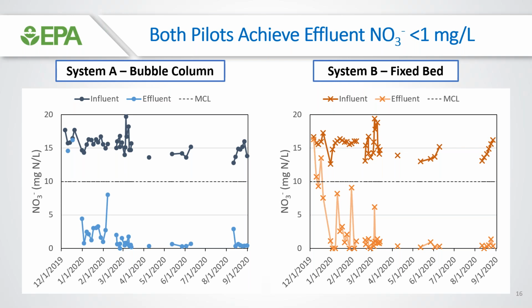Looking here at the nitrate, we see that both systems can get the nitrate down to less than 1 milligram per liter. So the MCL is shown here in black as a dashed line at 10. Our influent has been between probably 14 and 16 milligrams per liter, so right around that target of 15. And after making some adjustments to the influent feed in the winter, the effluent nitrate has been quite low. So they're taking nitrate from 15 down to less than 1, usually 0.5, and the bacteria are eating a bunch and doing their job.